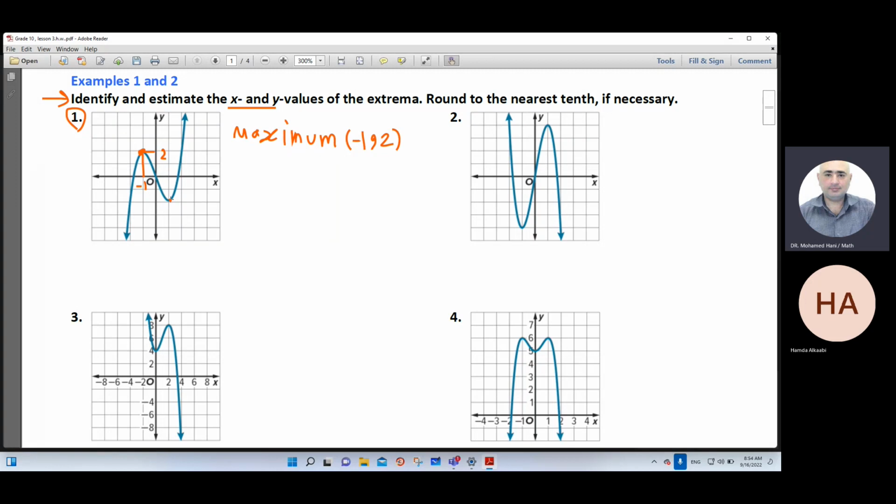And this is the minimum. As you see here, 1 in the x and -2 in the y. So the minimum is (1, -2).